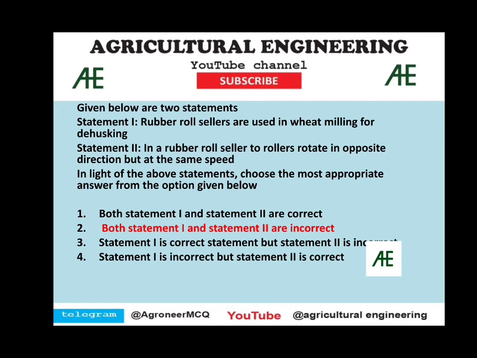Given below are two statements. Rubber roll shellers are used in wheat milling for dehusking. In a rubber roll sheller, the rollers rotate in opposite direction but at the same speed. So remember that the rubber rollers rotate in opposite direction but not with the same speed. And rubber roll shellers are used in wheat milling for dehusking. Means first statement is correct and second one is incorrect.